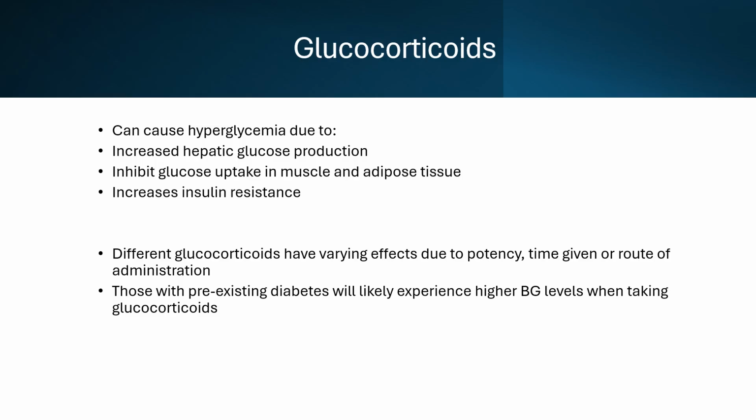So different steroids have different effects due to their potency, the time that it was given, or the route of administration, knowing that IV will impact it more than PO. And those with pre-existing diabetes will likely experience higher glucose levels when taking glucocorticoids because they already have an issue with their pancreas.